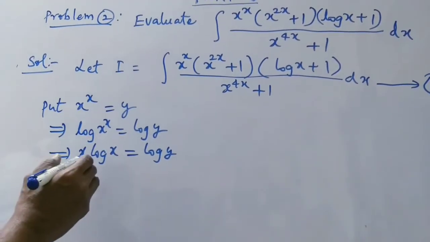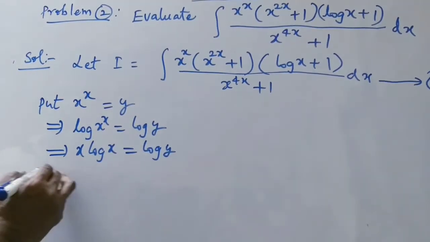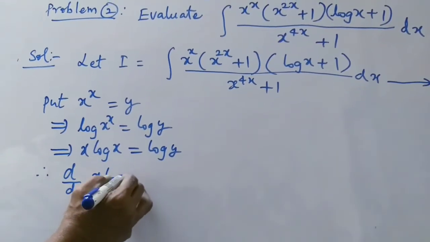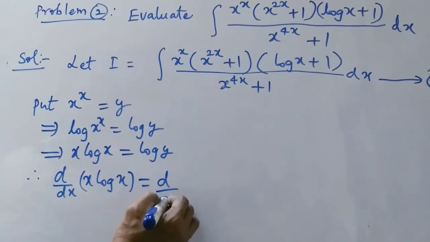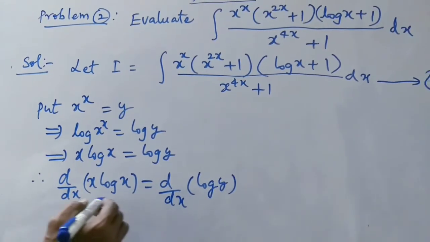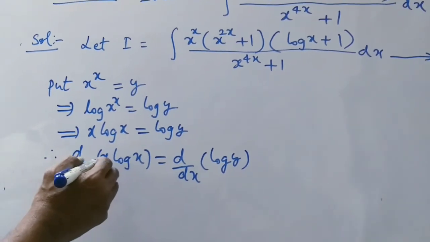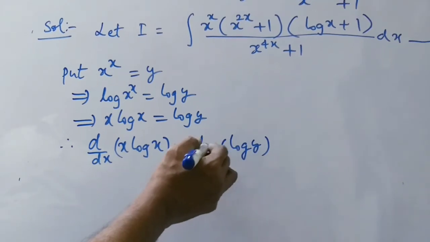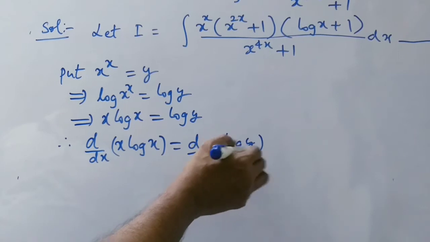Now differentiating it on both sides with respect to x. So d by dx of x into log x is equal to d by dx of log y. It is of the form d by dx of u into v, the product rule. And the right side is the differentiation of log y.